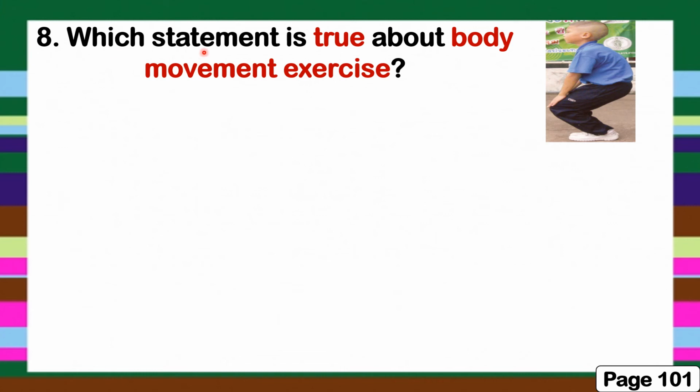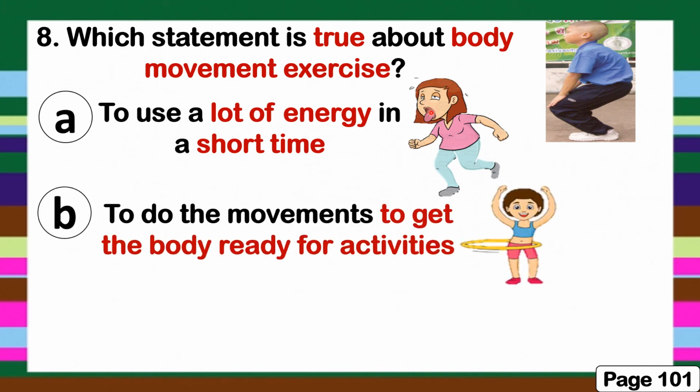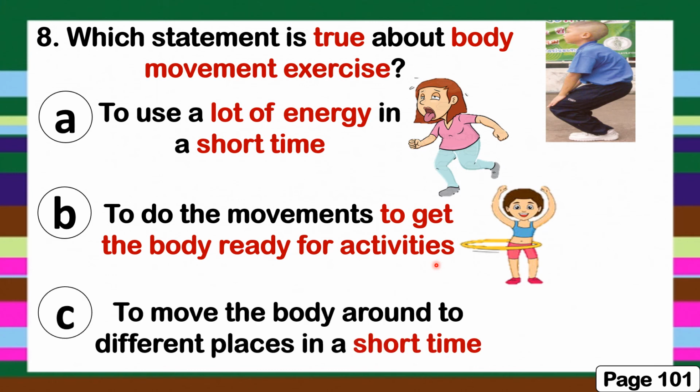Which statement is true about body movement exercise? Letter A, to use a lot of energy in a short time, so you will feel tired easily, just like this girl in this picture. Letter B, to do the movements to get the body ready for activities. Or letter C, to move the body around to different places in a short time.